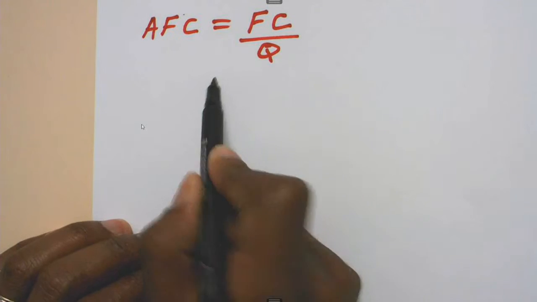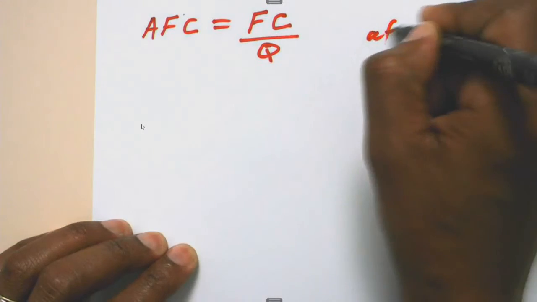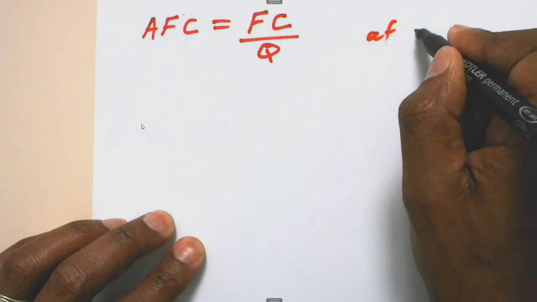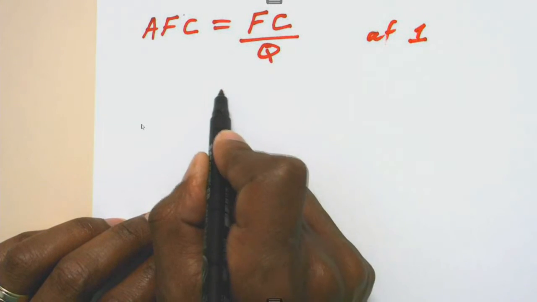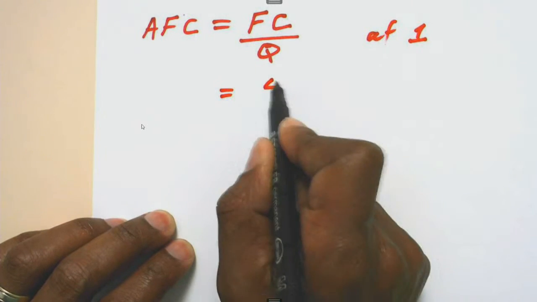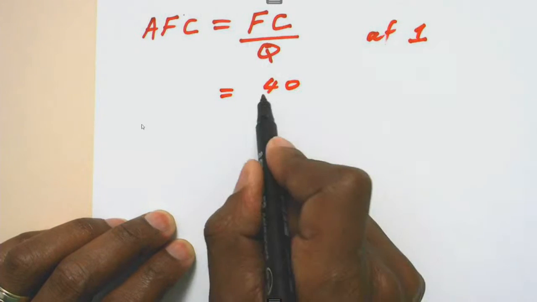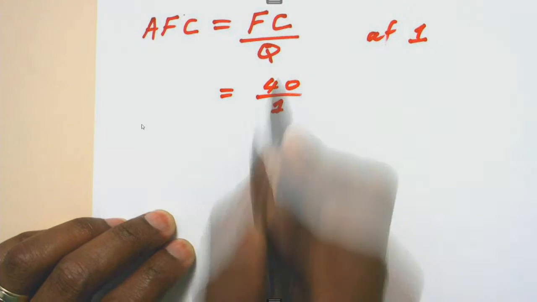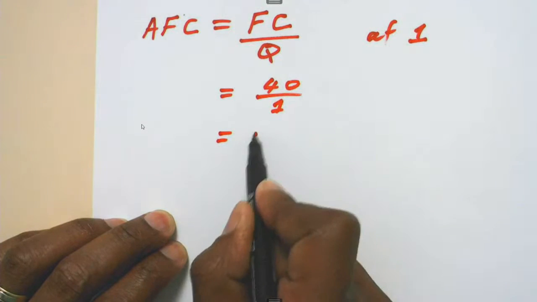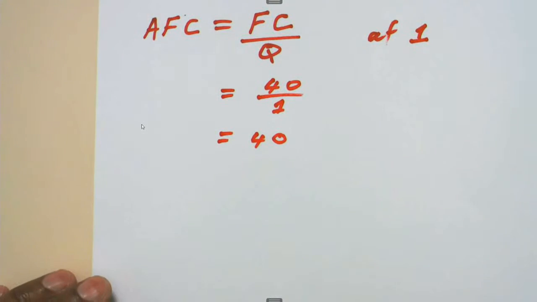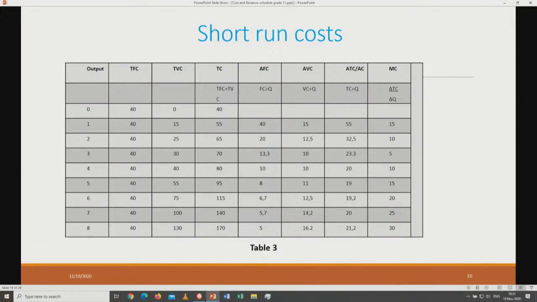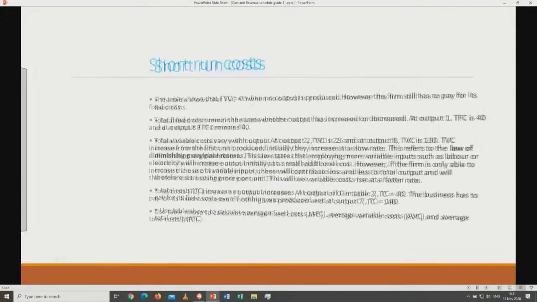So at output 1, what is the fixed cost there? The fixed cost is 40. And what is the quantity there? The quantity is 1. So when we divide 40 by 1, it gives us 40. So that's how we calculate the average fixed cost. Okay. I think I've shown you how to calculate the average fixed cost.